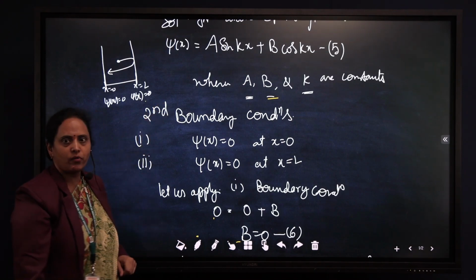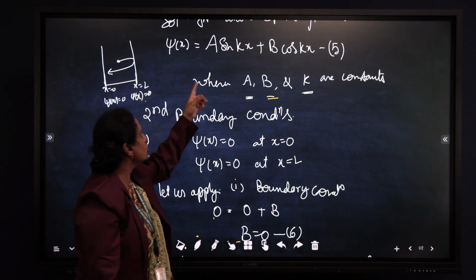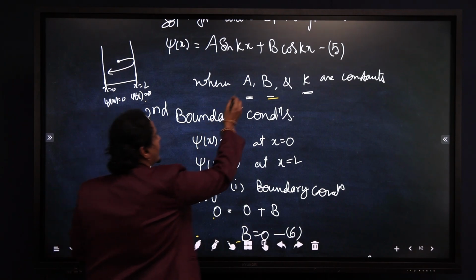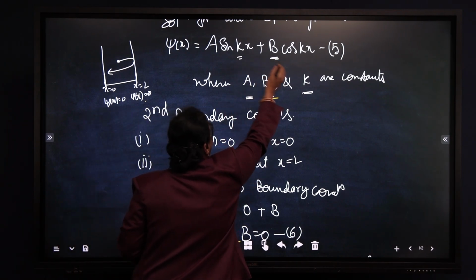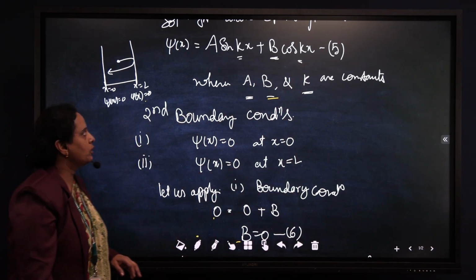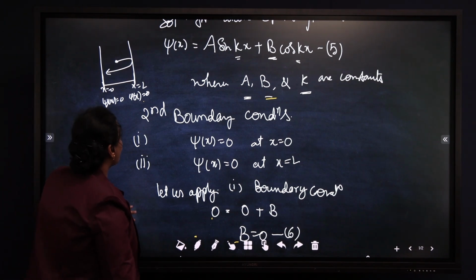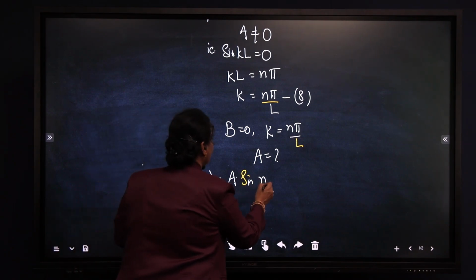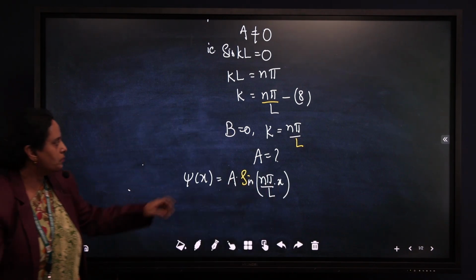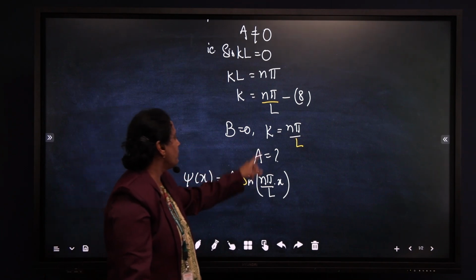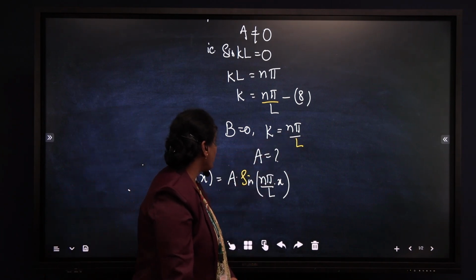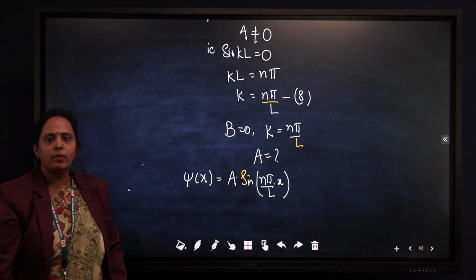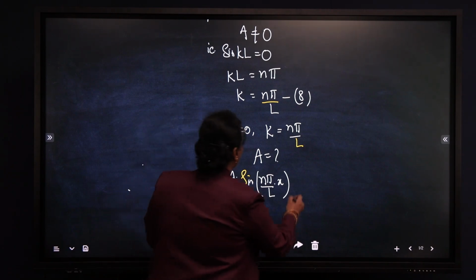Now equation 5 is psi of x is equal to a sin kx plus b cos kx. Here we have calculated the value of b and the value of k. So let us substitute both the values here. After substitution, psi of x is equal to a sin n pi by L into x, because b value is 0 already and k is equal to n pi by L. Make it equation number 9.